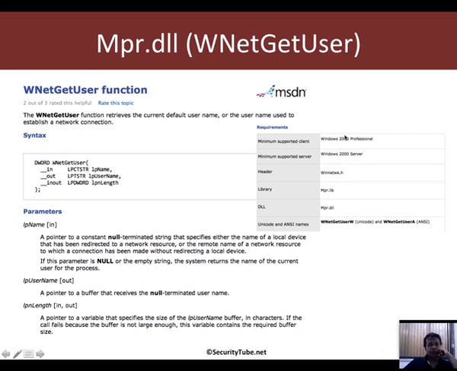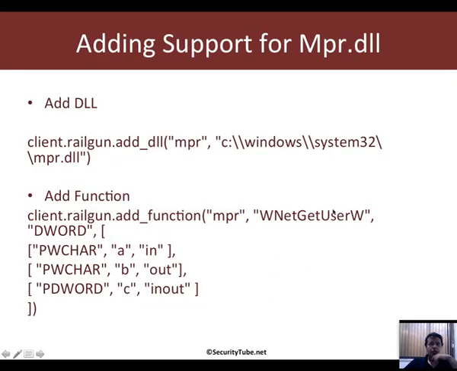Very important thing here, the minimum supported client is Windows 2000 Professional, right? Which means Windows 98 does not have this function. However, Windows XP and above have this function. At the very same time, minimum supported server is 2000, right? This is the header file if you want to do regular C programming, and here is the DLL file, which is mpr.dll. So the first thing we need to do is first add the DLL at runtime.